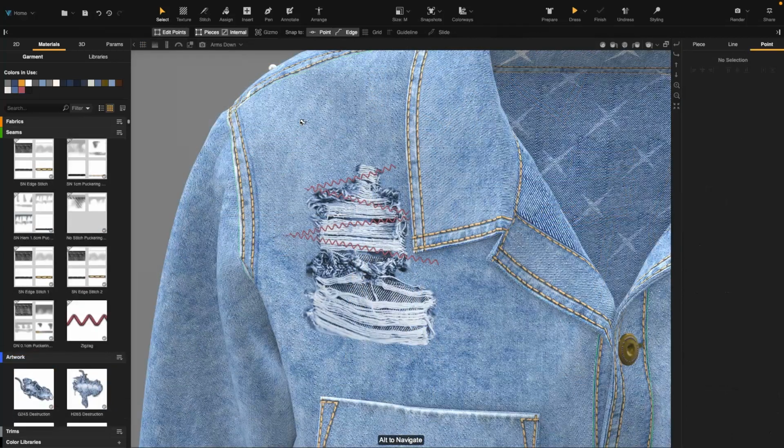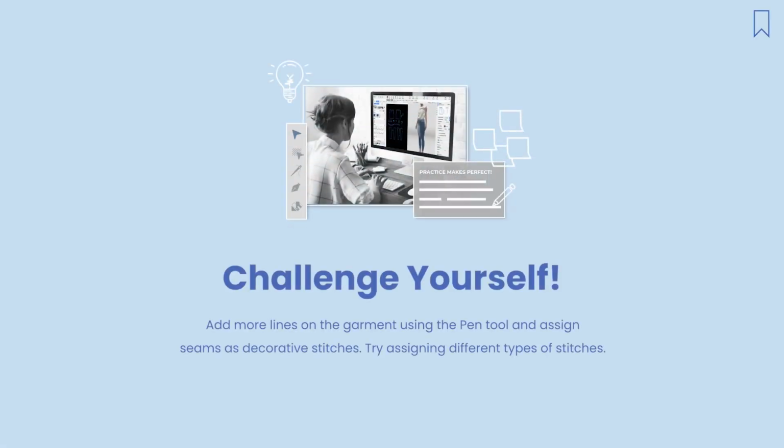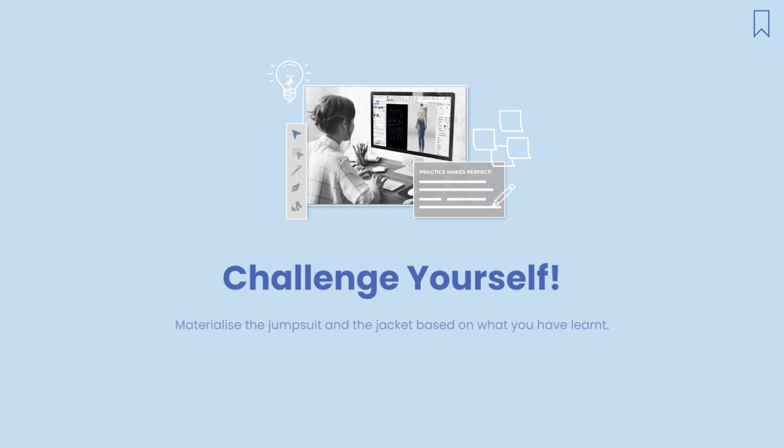Here are more examples of decorative stitches. You can try adding more lines using the pen tool and assigning stitches to the lines as decorative stitches. Try assigning different types of stitches. Before you move on to the next lesson, you can spend some time to materialize the jumpsuit and jacket based on what you've learned. For example, adding rivets and bar tacks, decorative stitches, and 2D trims to the garment.